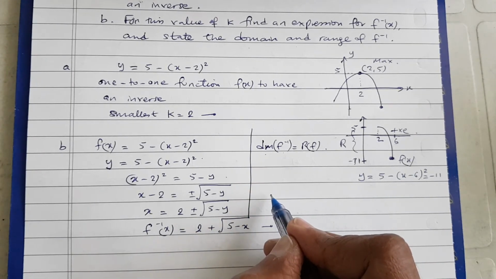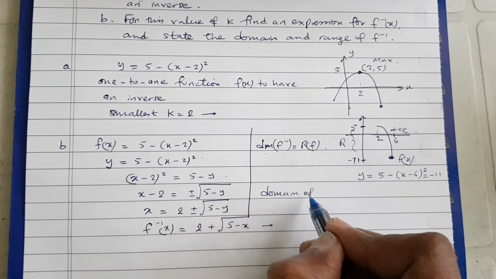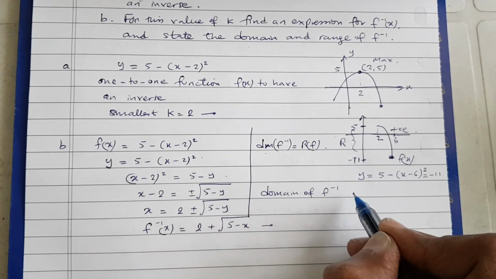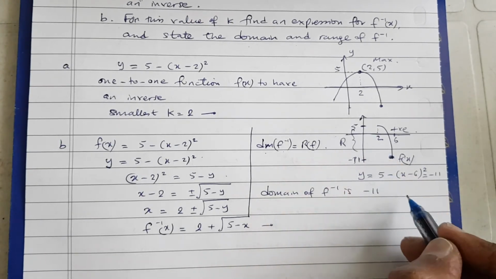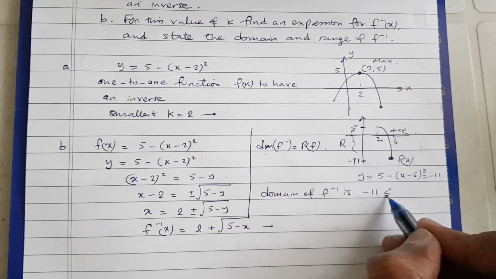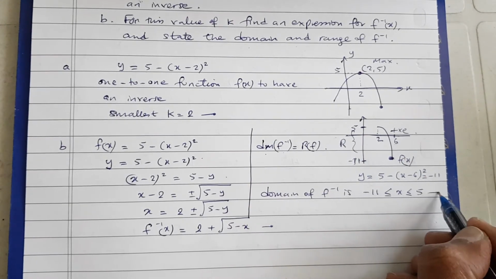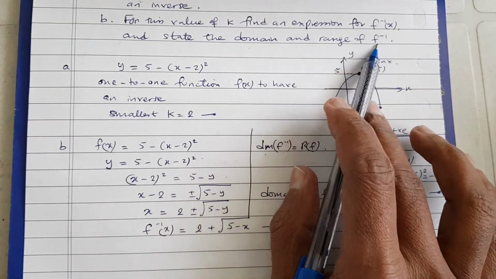Therefore, I'm going to say the domain of f inverse is negative 11 up to 5. So negative 11 is less than or equal to x, less than or equal to 5. We are done. Now we need to state the range of f inverse.